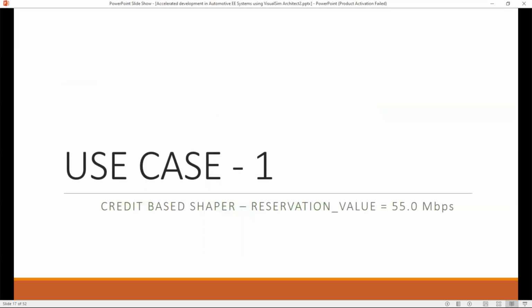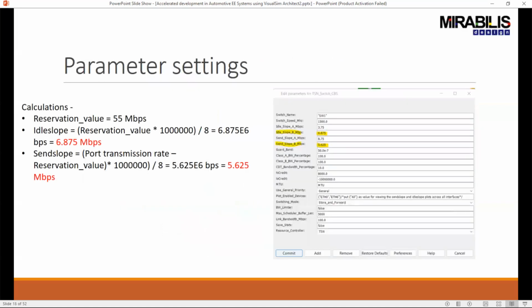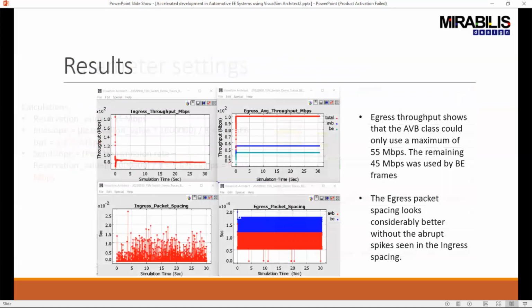So the very first use case is using the credit-based shaper, and we reserve 55 megabits per second for the A/B class. So these are the parameter settings that we have used. The reservation value is 55 Mbps. We use this equation to calculate the idle slope and send slope, and the corresponding values were entered into the parameter window of the switch in the VisualSim Architect simulation platform. Once we run the simulation, we could see the following graph.